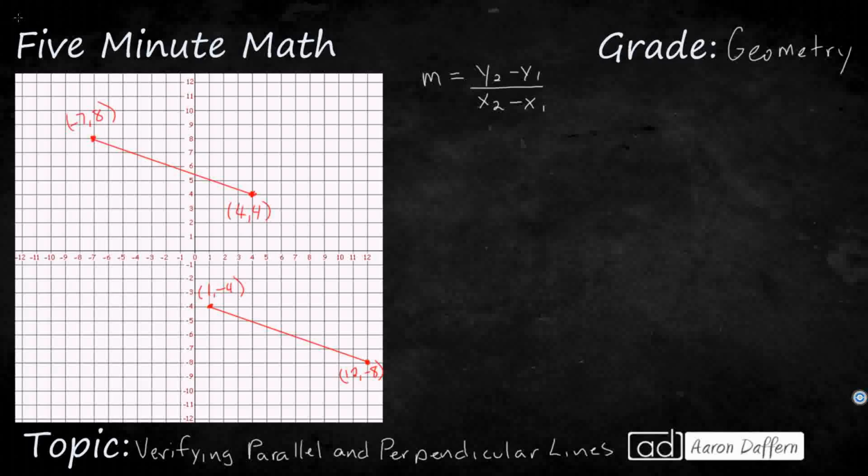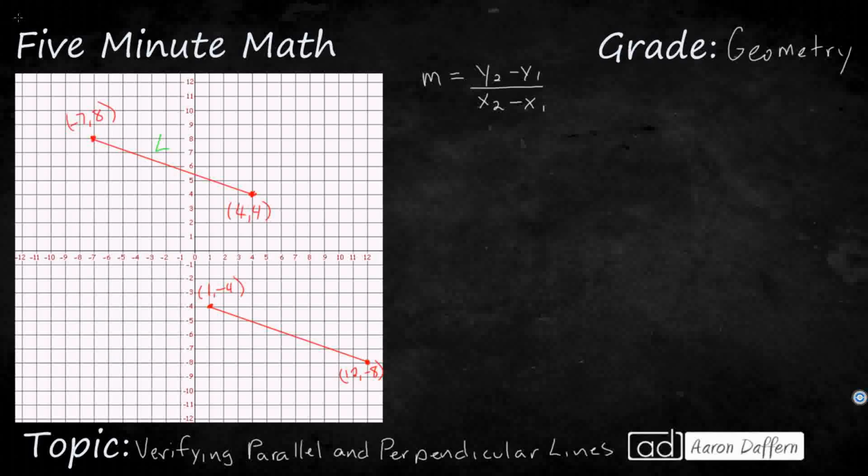Today we are looking at the geometric concept of lines, specifically how we can use the slope formula to verify whether lines are parallel or perpendicular, and we'll do it in 5 minutes or less. So we have two lines that are graphed here and they look parallel, but how can we know for sure? Well, we can do so if we find the slope of each.